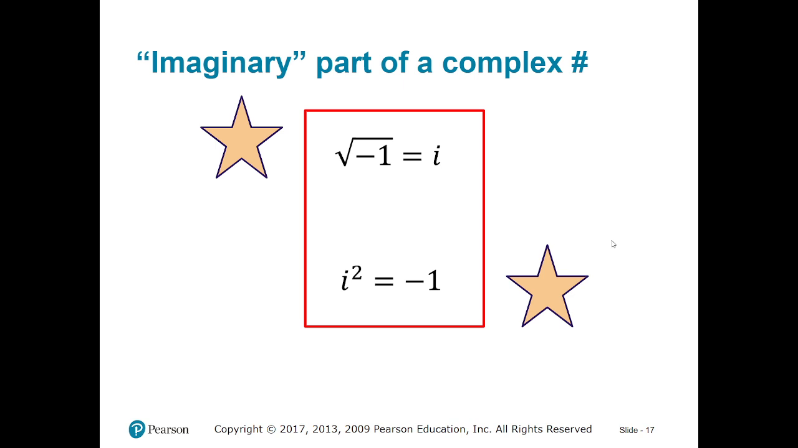Okay, well, we say that the square root of -1 is equal to I. So this is what a lot of people call the imaginary part of a complex number. I like to call it the complex part. Okay, and with this, we know that when we square both sides of that equation, we get -1 equals I squared. Okay, so that's an important fact, right? The square root of -1 is I, and in turn, I squared is -1.